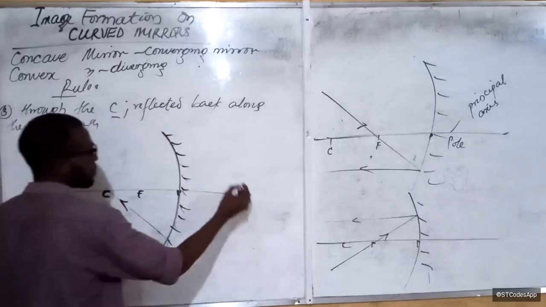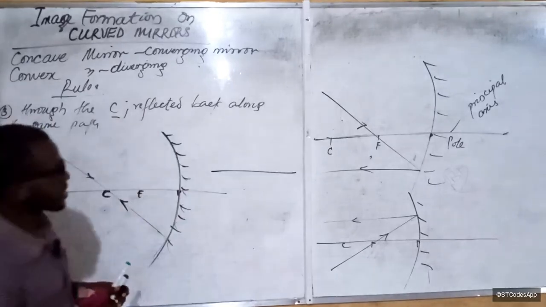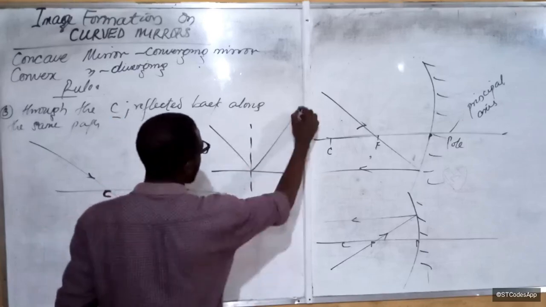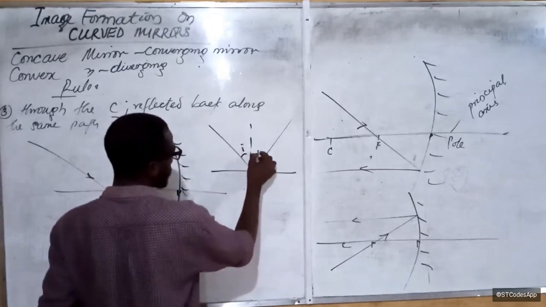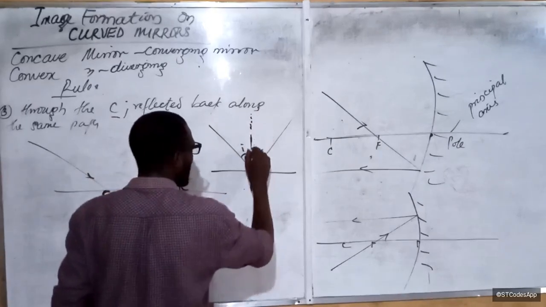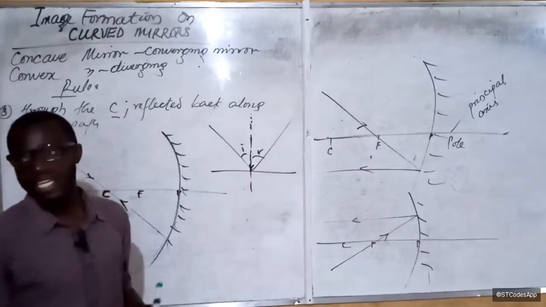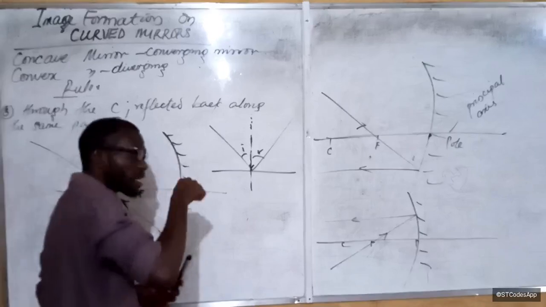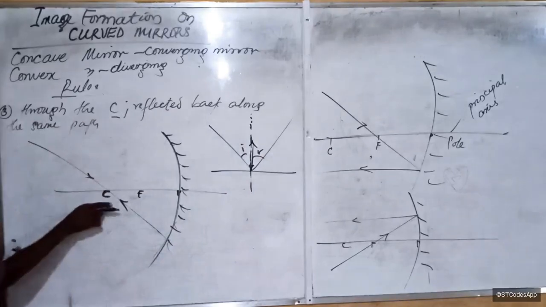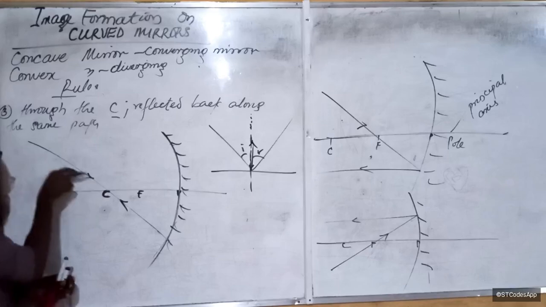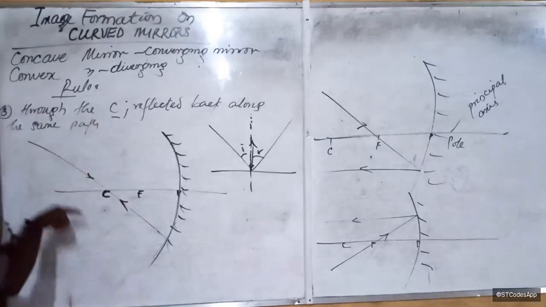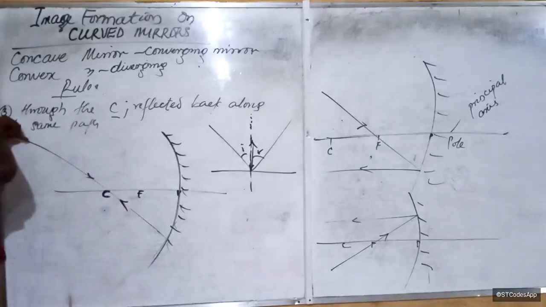If you remember in the plane mirror, we said that the angle of incidence will be equal to the angle of reflection. What if the ray of light were incident normally? If the ray of light was incident normally, it means by the time it is reflected, it will be reflected normally also. So the reason why this is the case is because when the ray of light passes through the center of curvature, that center of curvature is normal. It means the reason why it is going back along the same path is because it is incident normally.